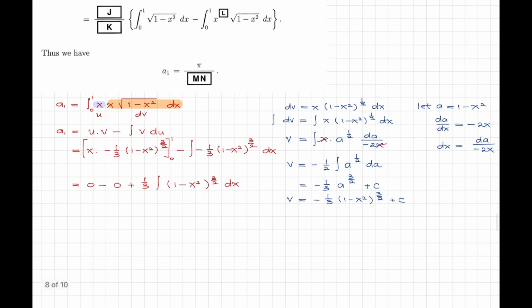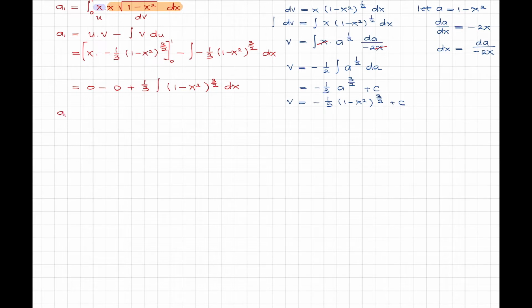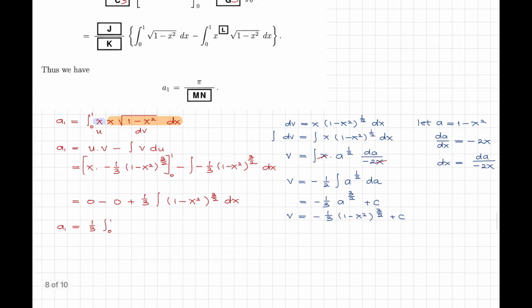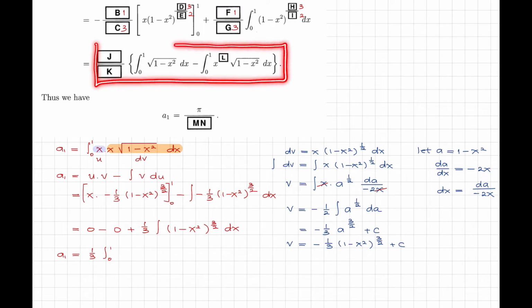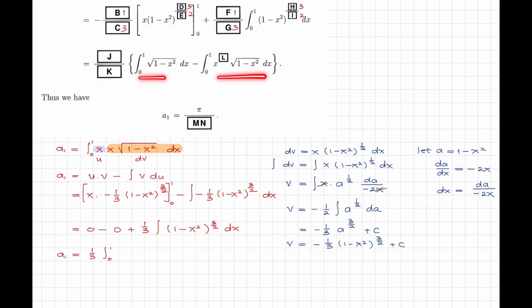So let's continue our working here. I got a1 is equal to 1 over 3 integration from 0 until 1. From my working, it's only one expression. But if you see from the format here, they got two expressions. And there are square root of 1 minus x squared there. So I think we have to manipulate these expressions.